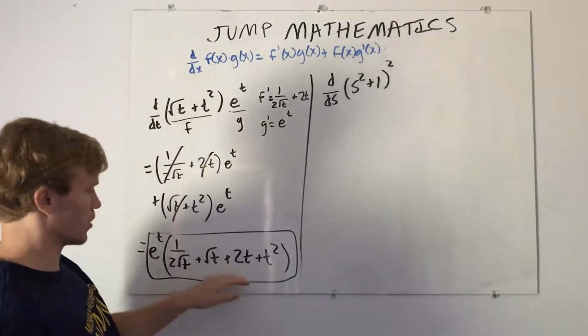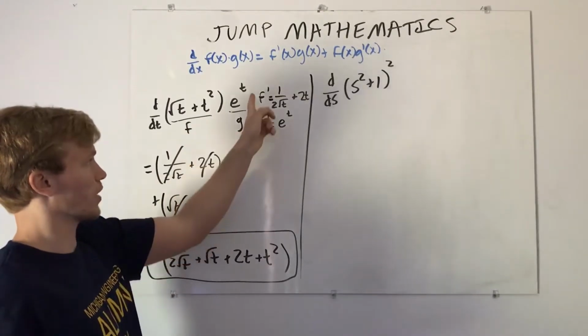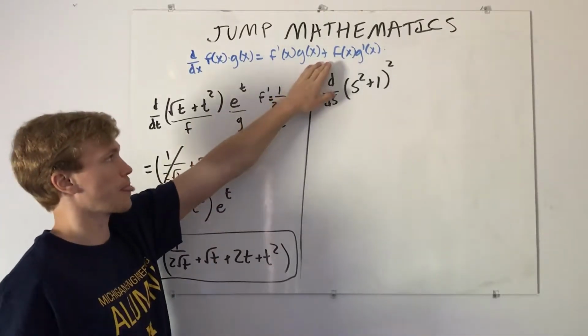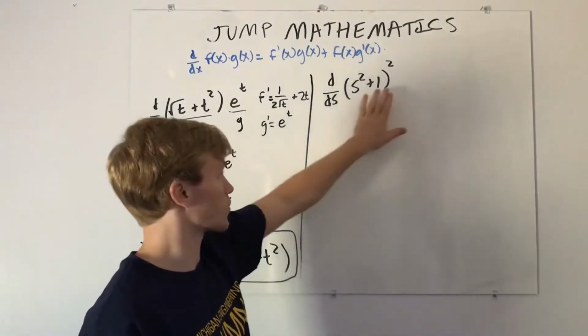Very complicated function, pretty complicated derivative. But we see that if we identify f and g, and we write down f prime and g prime, all we have to do is plug each of those four functions into this formula. Let's move on to this one.